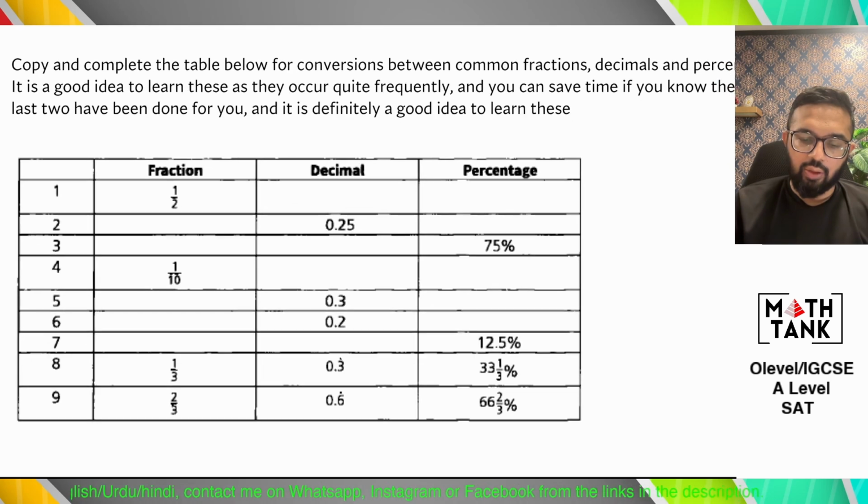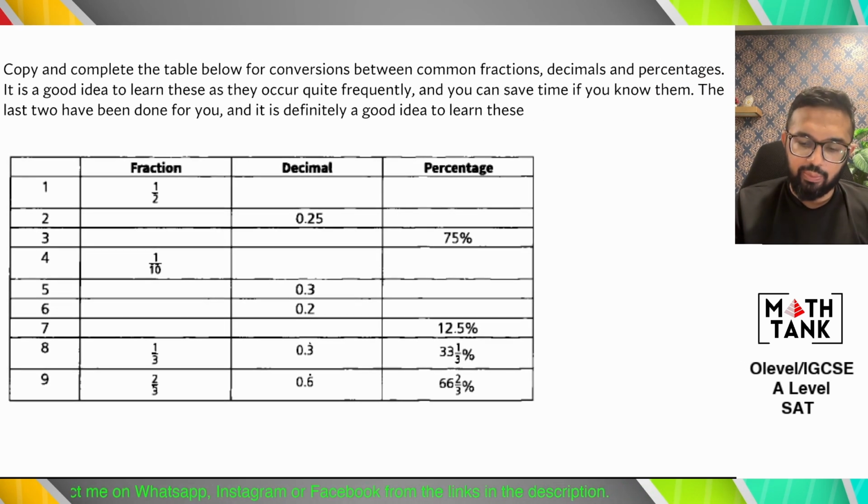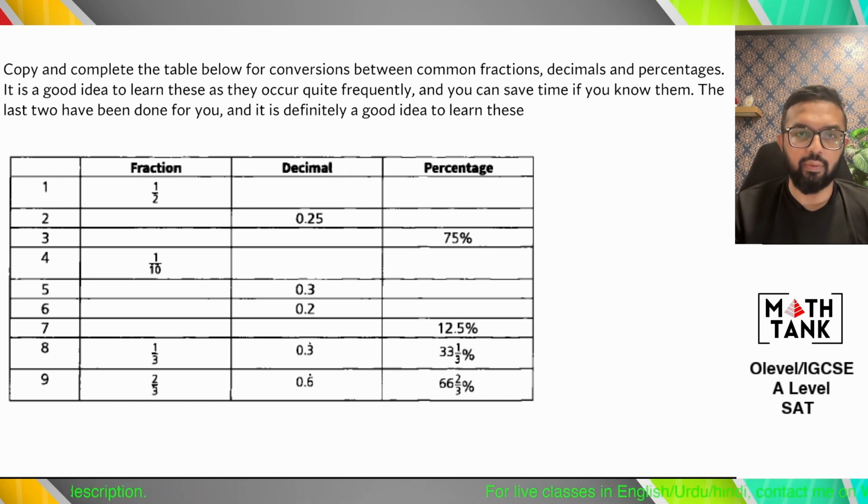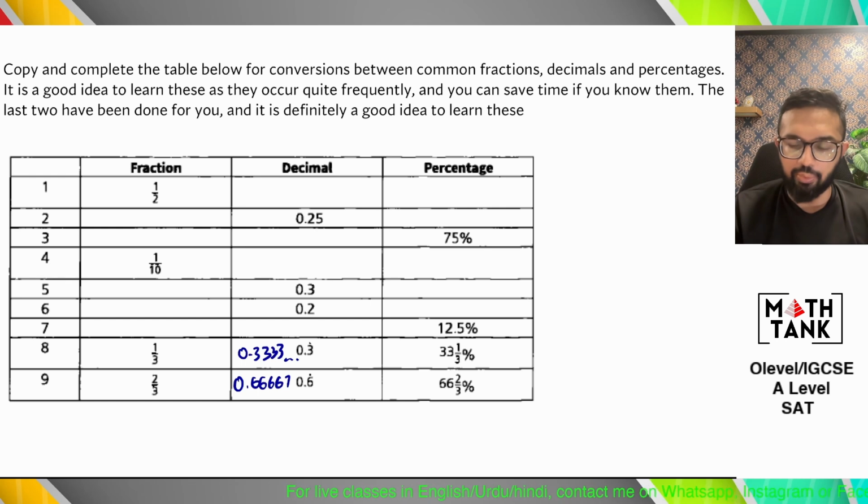This is copy and complete the table below for conversions between common fractions, decimals, and percentages. It is a good idea to learn these as they occur frequently, and you can save time if you know them. The last two have been done for you. So 1 over 3 is 0.3 with a dot above it. This means that this is a recurring decimal. Sometimes I'm going to write it as a dash. So this is basically 1 over 3 is 0.3333, and it keeps going on. Similarly, this is 0.6666, and I round off to 7 at the end. These are called recurring decimals. They are a complete chapter later on. We're going to talk about it later on.